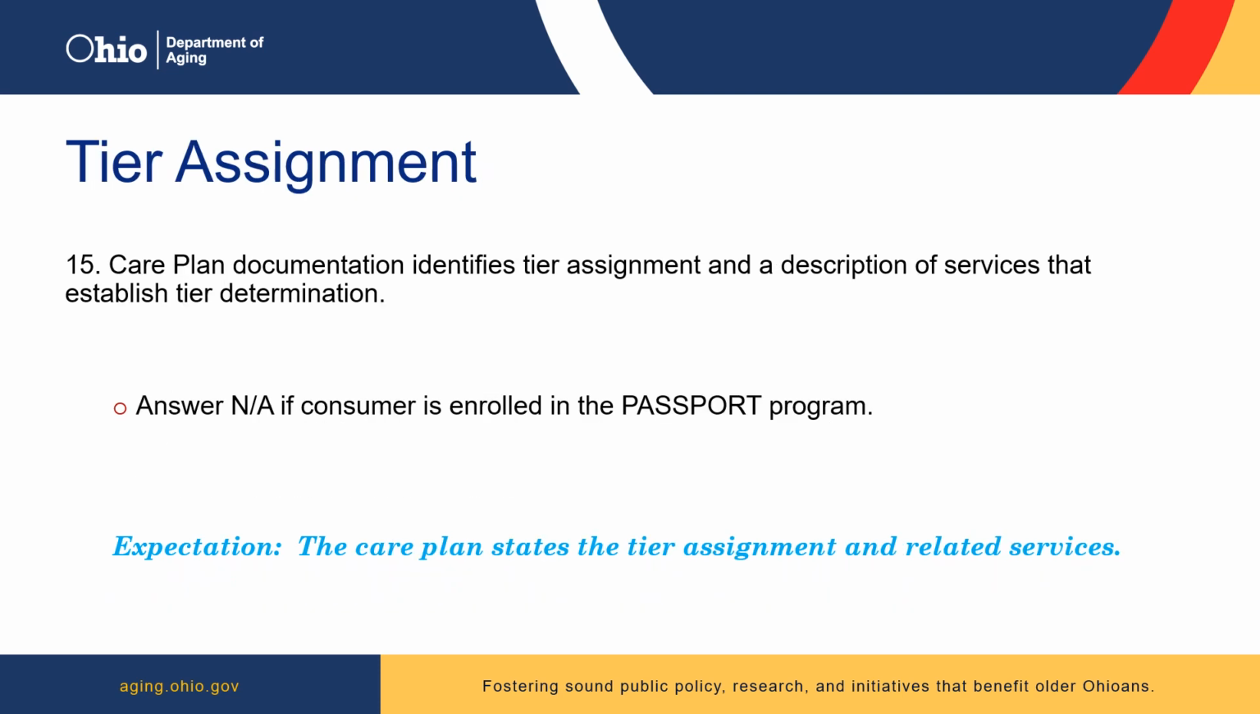Tier assignment only applies to the assisted living waiver. Passport case reviews will have this item marked as not applicable. The care plan should clearly state the tier assigned and the related services provided. This information may also be found in the case notes.